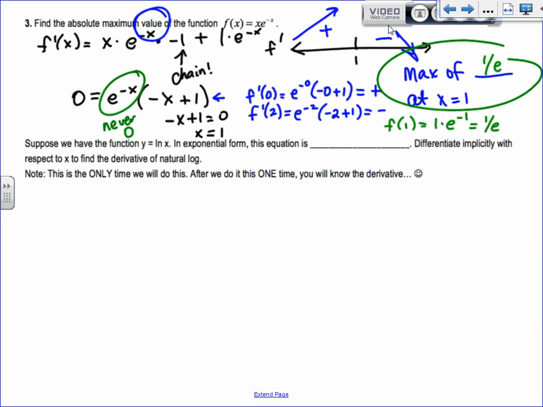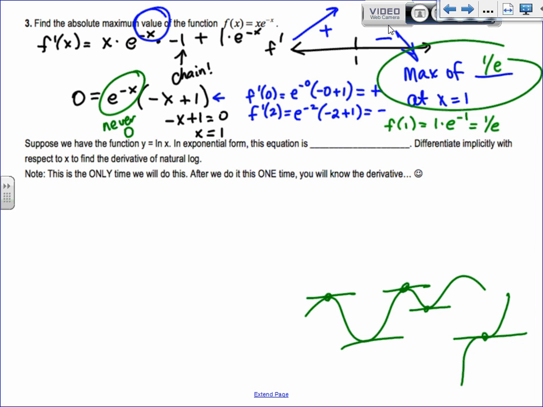With me? Wait, so why did we draw the number line? So we could tell it was a maximum and not a minimum. Because if we have some kind of curve, any place where we have a tangent equal to 0, it could be a maximum, it could be a minimum, it could even be something like this, where it's neither a maximum or a minimum. So that allowed us to show, since we were increasing, we hit a slope of 0, and then we decreased, we had a maximum there.